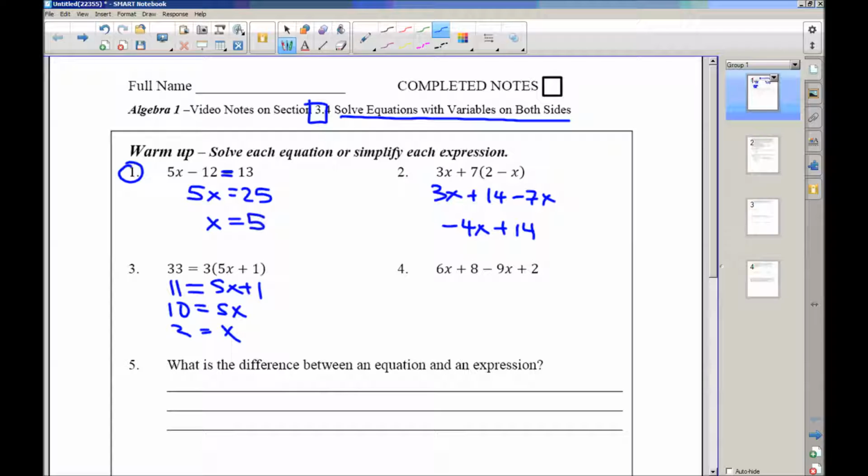Alright, number 4 is another expression. Notice no equal sign with another expression on the other side. So we combine our like terms, 6x and minus 9x put together to make negative 3x. And then plus 8 and plus 2 go together to make plus 10. Alright, so what is the difference between an equation and an expression?